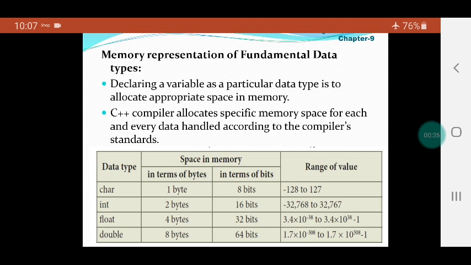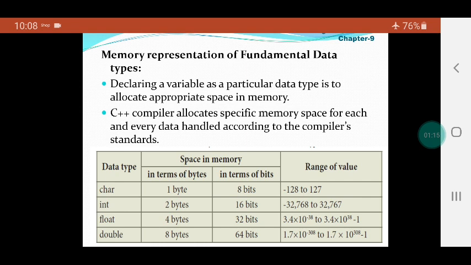Each and every data representation has memory. The memory has to be specified for each data type. For character, the memory may differ. For integer, the memory representation may differ. For declaring a particular variable, we have to allot some memory space. Each and every data type has a memory space. It is handled by the compiler standards. Let us see the space which is allocated for each data type.